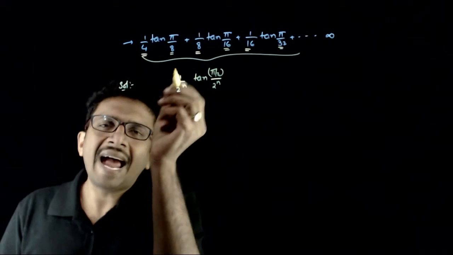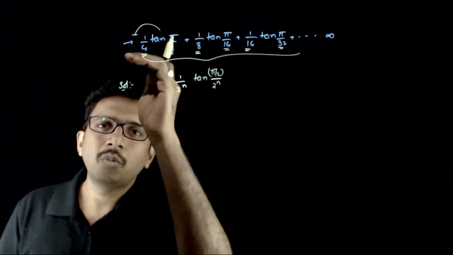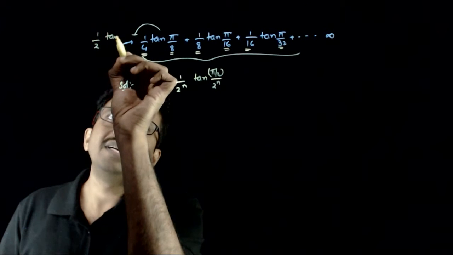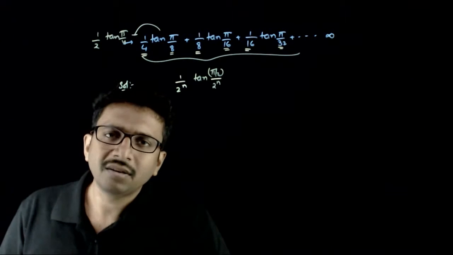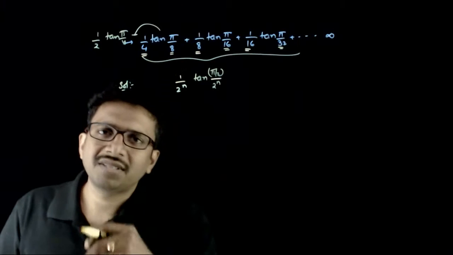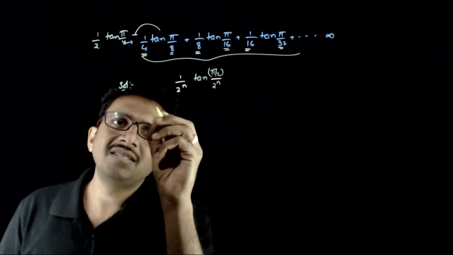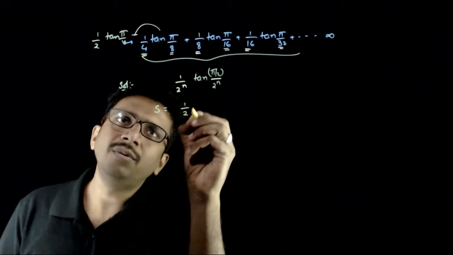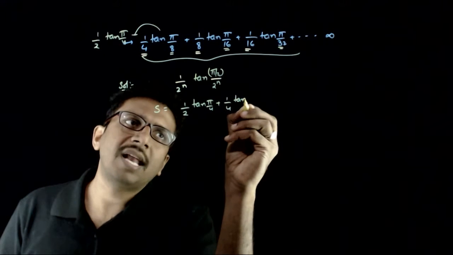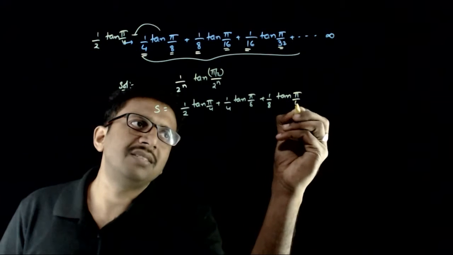So what I do is I'll add the term which comes before this. If you construct the sequence one term backwards, the term that needs to come is 1 by 2 tan pi by 4, right? So 1 by 2 tan pi by 4. Let us try to sum the sequence starting from the first term. This term is not given, so at the last we'll subtract this term. So let us consider the sequence as 1 by 2 tan pi by 4 plus 1 by 4 tan pi by 8 plus 1 by 8 tan pi by 16 plus so on.